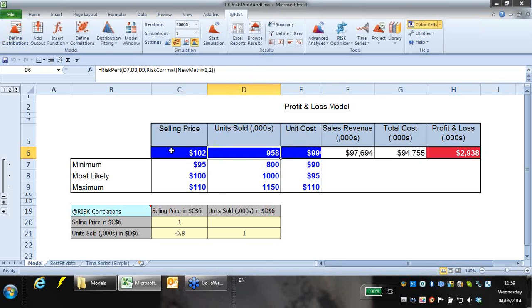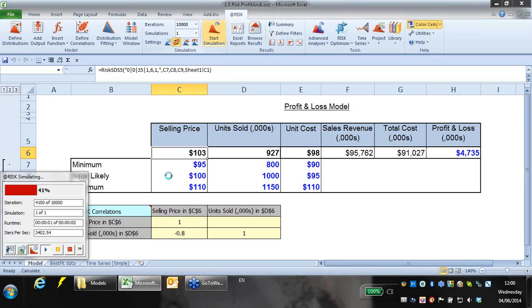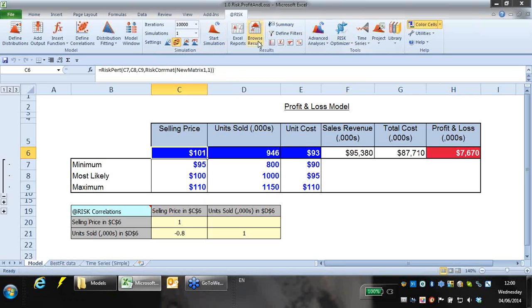And so with the two variables which I've just correlated, @RISK has now added an extra bit to the function, which is saying, okay, so for selling price and units sold, when you run a simulation, you need to make sure that you look at the value in this correlation matrix here, and that those two variables are linked together. And actually, for this particular instance, because the units sold didn't really have much of an impact anyway, I could run another simulation and probably not see a huge amount of difference between one and the other.